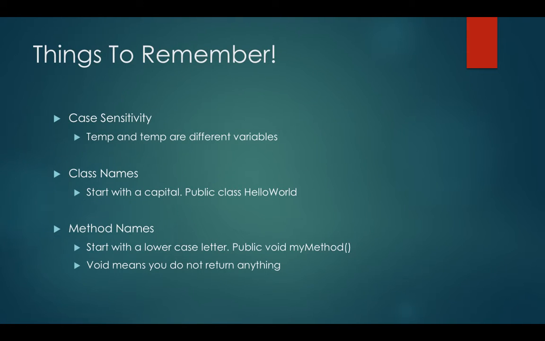So, a few things to remember. Java is case sensitive, which means if you have a variable called temp and you try to use it with a capital T, it would have a completely different value and would not compile when you tried to run it. For class names, it's also a good habit to make sure that the first letter is a capital letter. Now, this is not fully necessary, but it is just a good programming habit to get into. And for methods, all method names should start with a lowercase letter. An example here is public void myMethod. As you can see, my is lowercased. Also, as you can see, void, which is right here, means we do not return anything from the method.